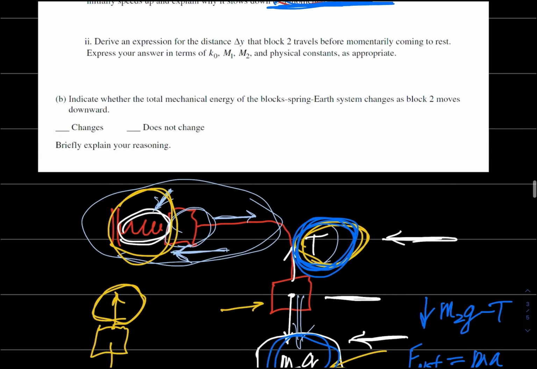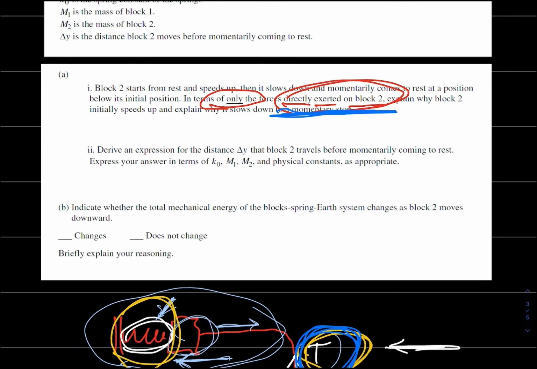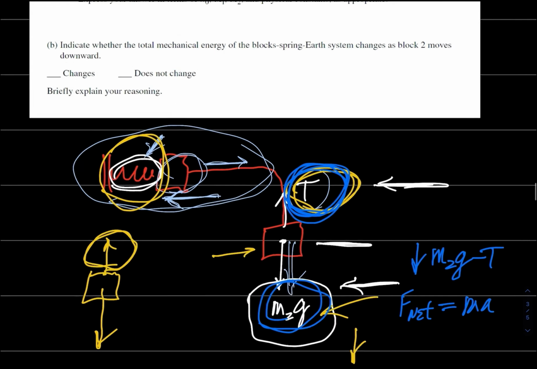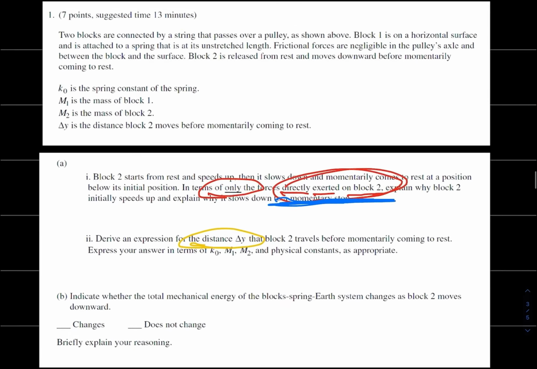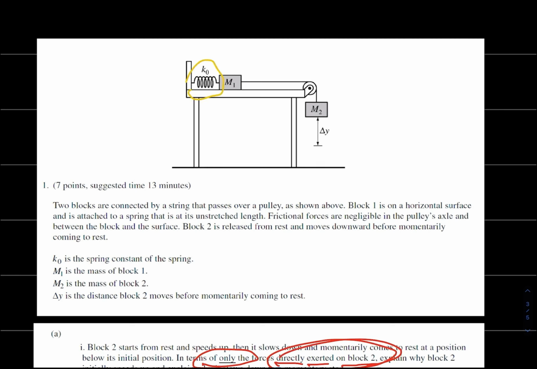Okay, did that. Next, derive an expression for the distance delta y that block 2 travels. This is going to be easy now that we understand everything that's happening, because you know how to start every equation. Oh, let's talk about this first. This is a spring. Okay, and what do springs do? They put forces on masses. They store potential energy. They store potential energy when they're compressed or extended.